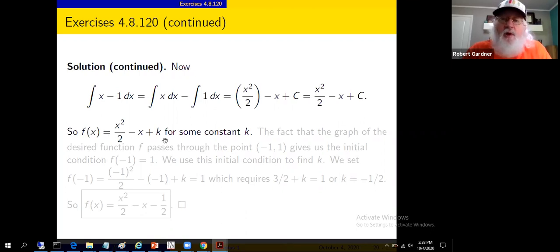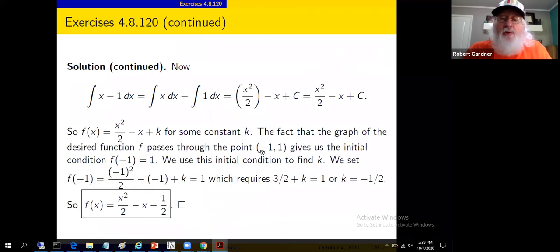You were told in the picture that the function passes through the point -1, 1. So we'll plug -1 into the function, set it equal to the output of 1. That determines the constant. The constant's -1/2, giving us the form of the function. Same technique as before on all the others.